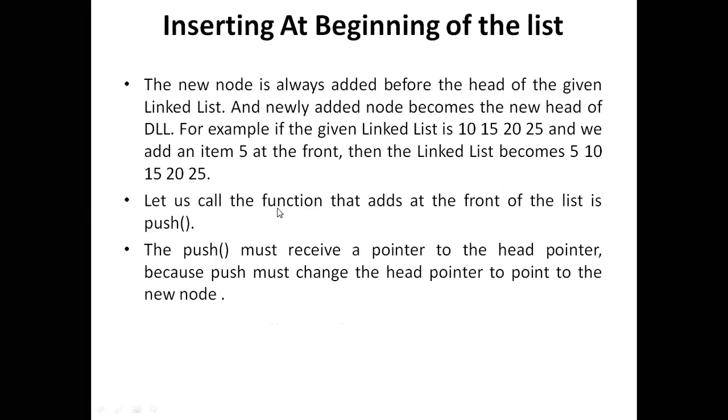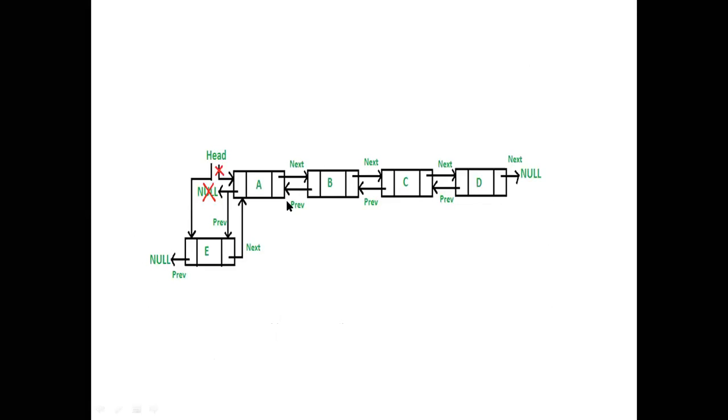Okay, guys. Now understand, I have drawn on our whiteboard the same they have used. Before, head was pointing to A and previous of A is null. Now I have created a node E. E's next is pointing to A. A's previous is pointing to E. E's previous will be null. This side I will not touch. All of you clear with this diagram? Say yes or no? Yes, ma'am.